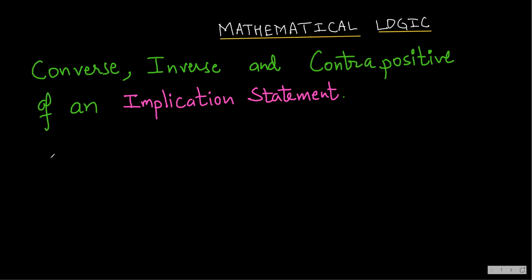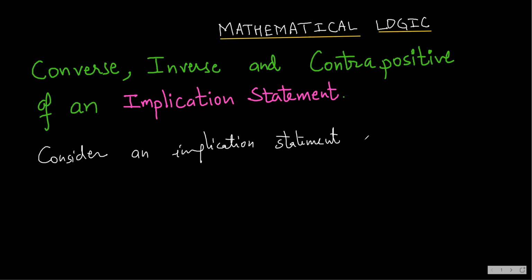Consider we have an implication statement as P implies Q. So when you have an implication statement P implies Q, it means you have the statement if P then Q. It means if P then Q. I write this in a bracket: if P then Q is the same as P implies Q.